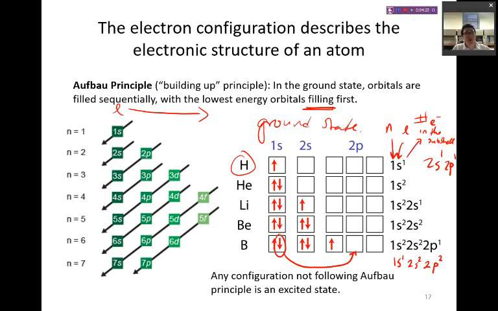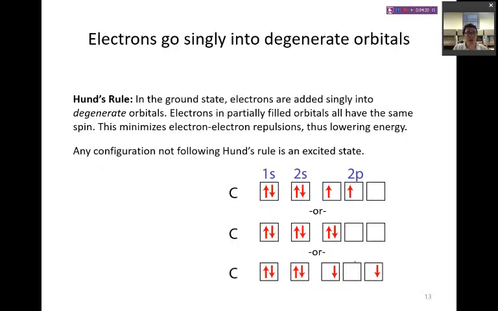There's another rule that dictates the lowest energy states, and that is Hund's Rule. Once we get to carbon, we have a scenario we have to deal with. We have 6 electrons, and so the question is, what is the lowest energy state of those electrons? Hund's Rule is what we use to determine the ground state within a subshell that has multiple orbitals.